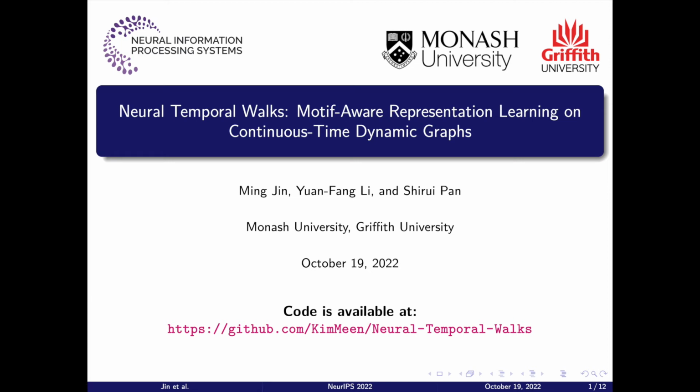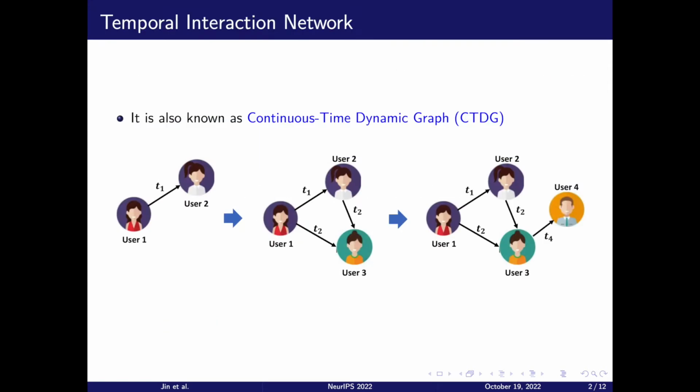In this video, we present our paper about continuous time dynamic graph representation learning. Many real-world scenarios and applications can be abstracted as temporal interaction networks, which consist of a series of temporal interactions between nodes at arbitrary timestamps. Temporal interaction networks are also known as continuous time dynamic graphs.